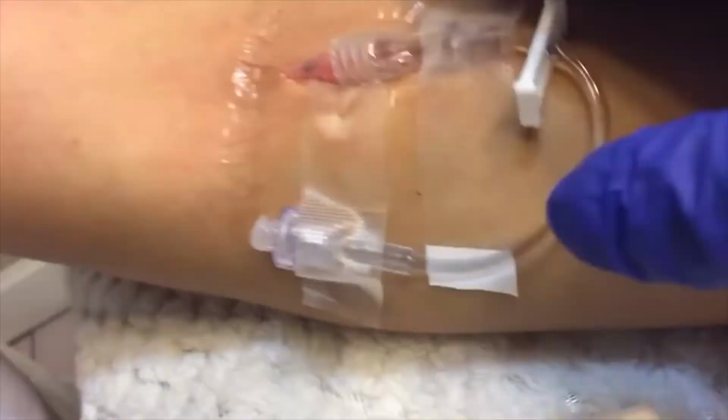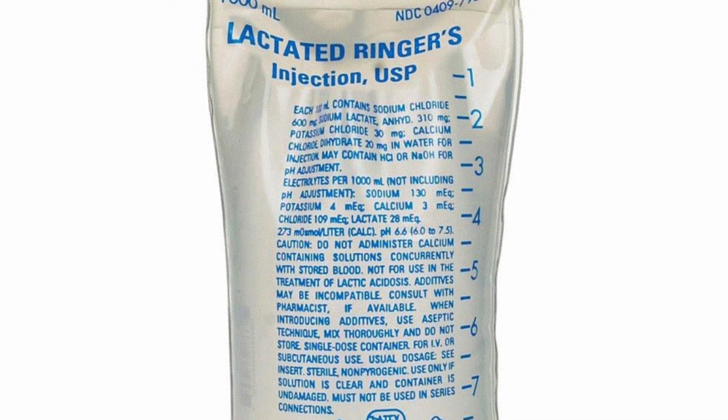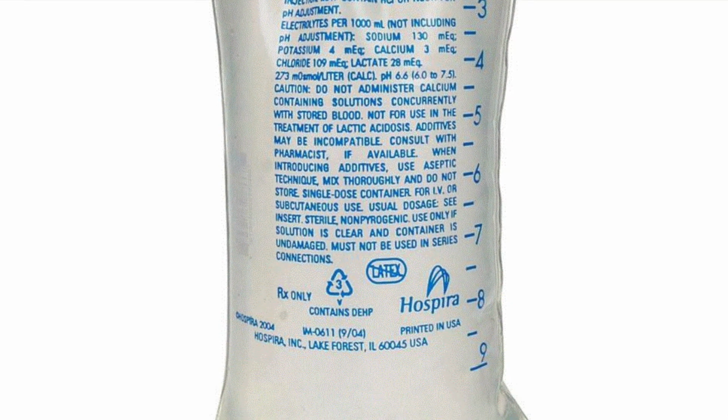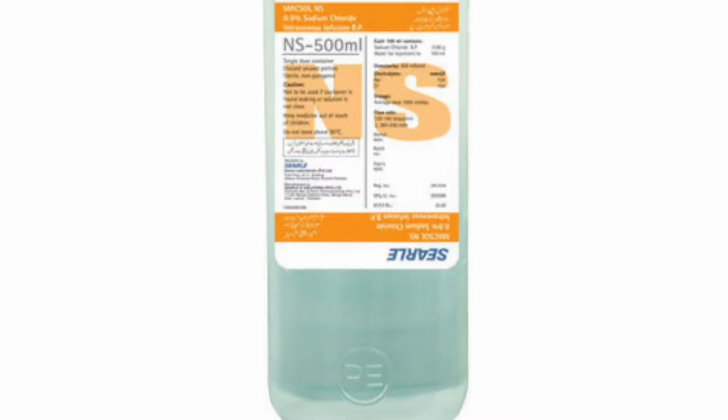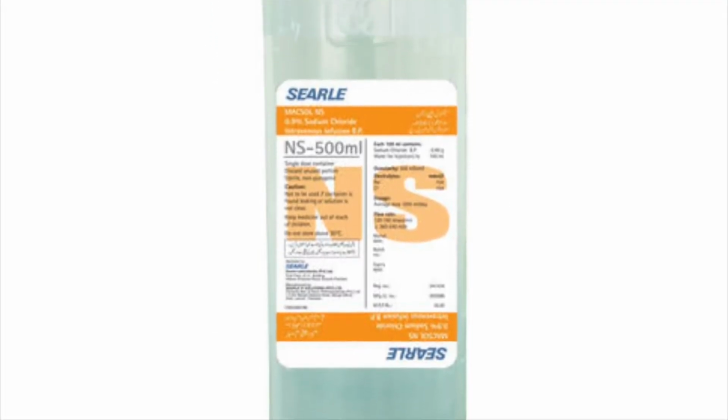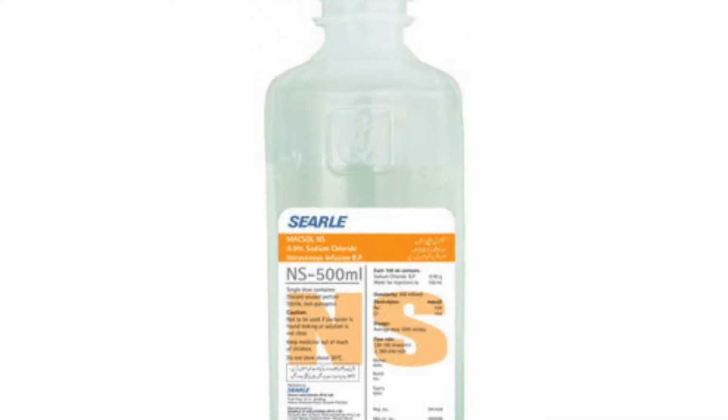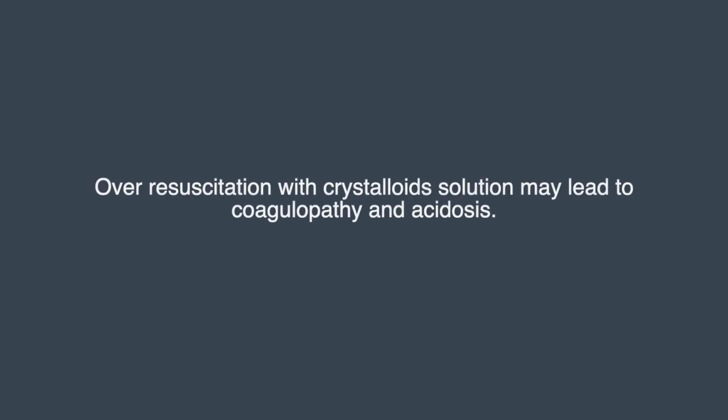We will administer 2 liters of crystalloid solution such as lactate or normal saline over the span of 20 to 30 minutes with the ratio of 1:3 to the predicted lost volume of blood. But we also need to be careful because over resuscitation with the crystalloids can lead to coagulopathy and acidosis.